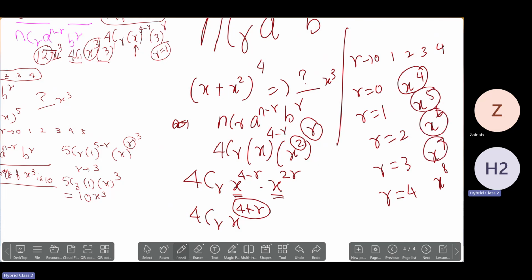So these are the terms you will get in that expansion. They will ask only one of the coefficients. They can ask, find the coefficient of x power 6. They cannot ask x cube, as it is not even in that expansion. The first term is x power 4, second x power 5, third x power 6, x power 7, x power 8. Why is x cube not coming? If I put r plus 4 equal to 3, I get r equal to minus 1, which is not possible. That means there is no x cube term in that expansion.